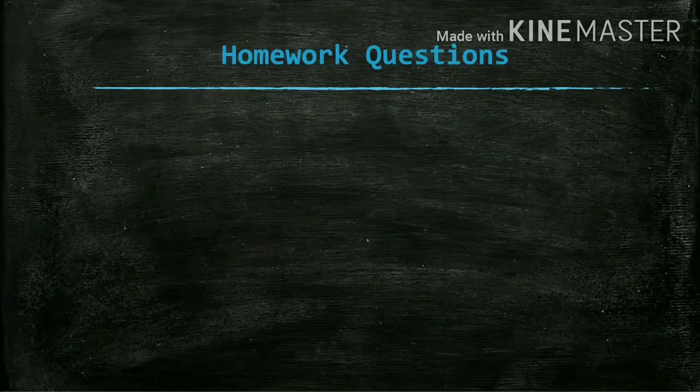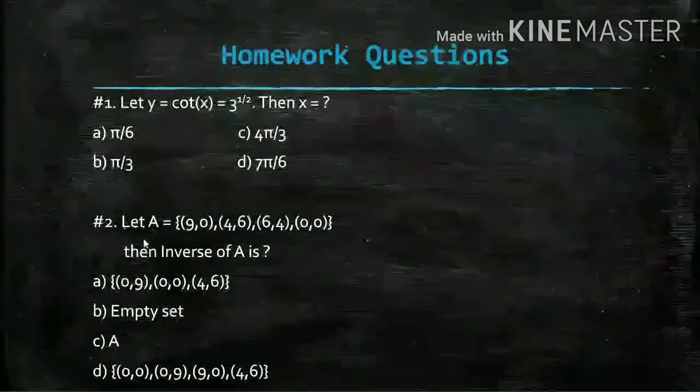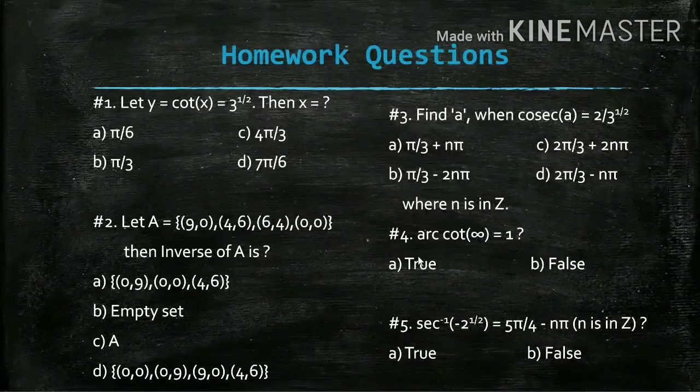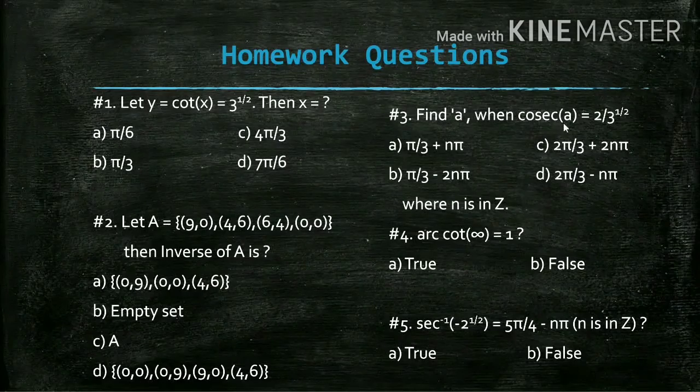So here are the homework questions. In the first question, it is given y equals cot of x equals root 3. Then you need to find the value of x given the options. For the second, you are given a set and you need to find its inverse. Which of the following four options is correct? Then in the third question, you have to find the value of a, where cosec of a is 2 by root 3, from the four options given to you.